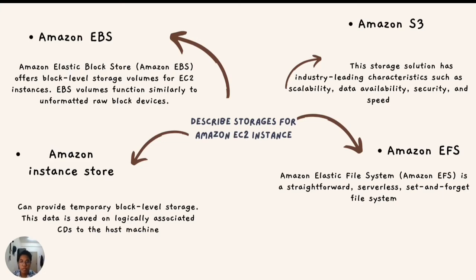Thirdly is Amazon EFS. Amazon Elastic File System (Amazon EFS) is a straightforward, serverless, set-and-forget file system. There is no minimum or setup cost. EFS is a cloud-based file storage solution for Amazon Web Services. Lastly is Amazon Instance Store. Amazon Instance Store can provide temporary block-level storage. This data is saved on disks that are physically associated with the host machine.